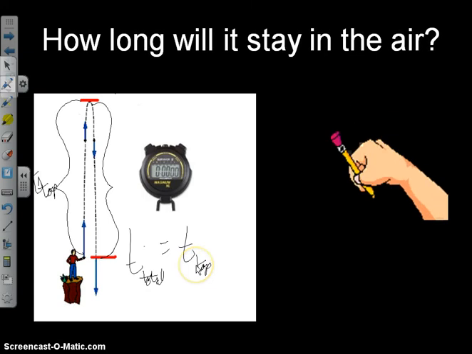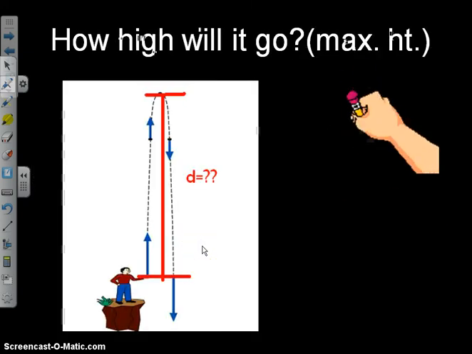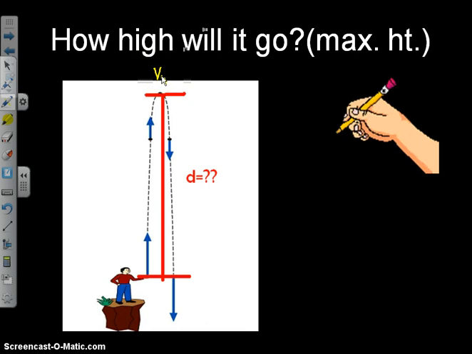Keep that in mind because sometimes they'll give you the total time in the air and you'll have to figure out, the other way, how long did it take to get to the top. So how high is it going to go? Again, you need to keep in mind that the velocity here at the top is 0.